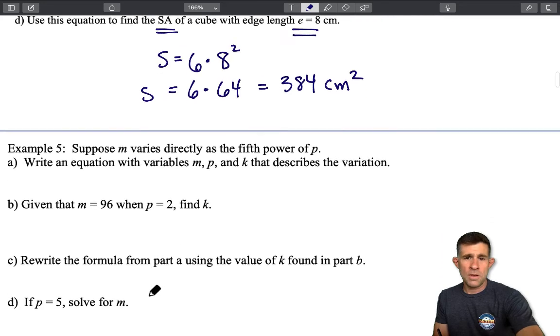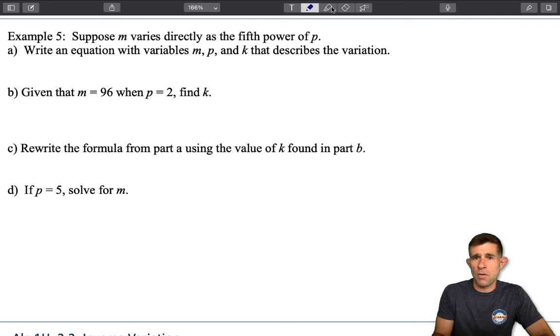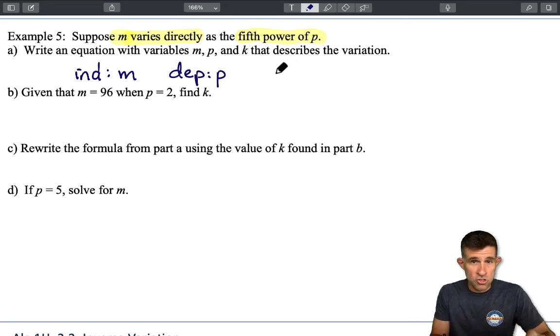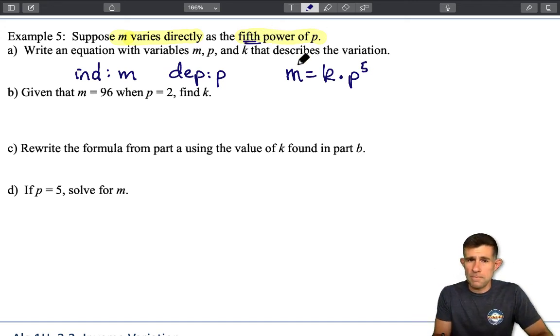All right, one more example for today. Suppose m varies directly as the fifth power of p. So again, going through, I have m varies directly as the fifth power of p. So that tells me my independent variable is going to be m. My dependent variable is going to be p. So to write that general variation equation, I would write m is equal to k times p to the fifth power. Now keep in mind, it is to the fifth power of p.